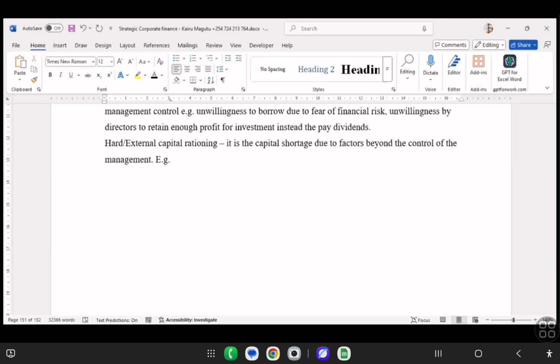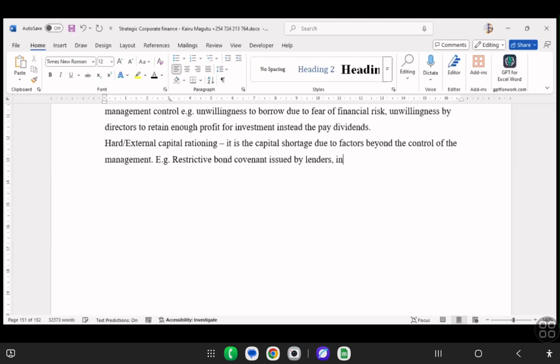we say that the restrictive bond covenant issued by lenders. You are willing to borrow, but now the lenders have made it so difficult you cannot borrow.